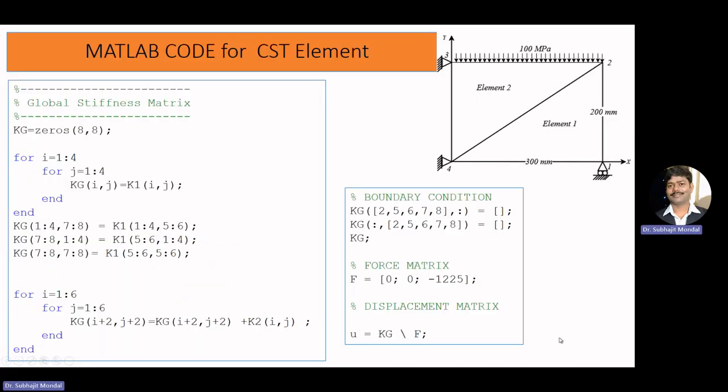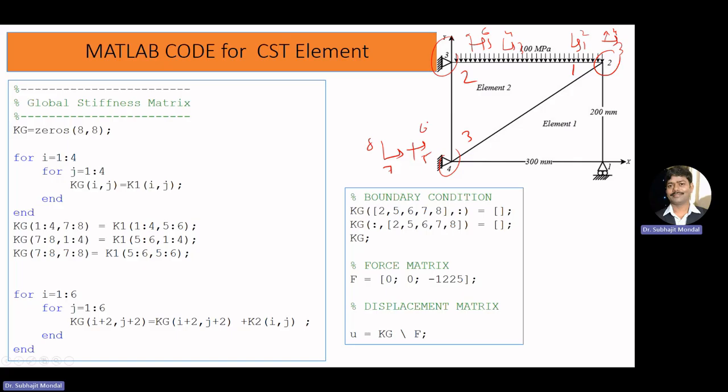We consider the second element. Our global numbering is 2, 3, and 4. Local numbering is 1, 2, and 3. So here you can see, here we have some logic. Here global degrees of freedom are 3 and 4, local is 1 and 2. Global is 5 and 6, local is 3 and 4. Global is 7 and 8, local is 5 and 6.